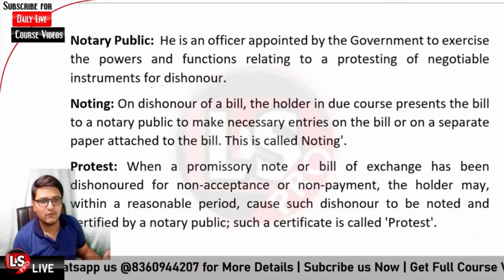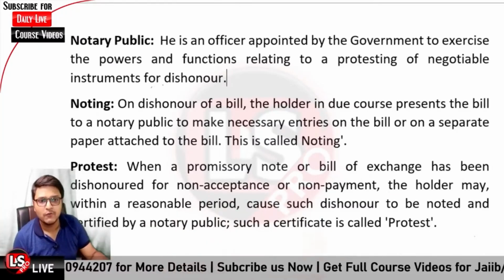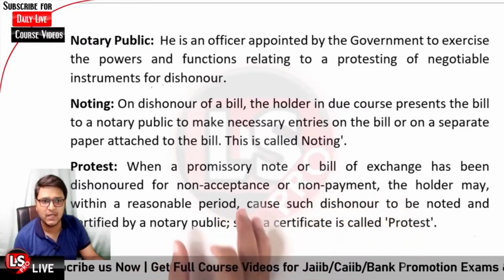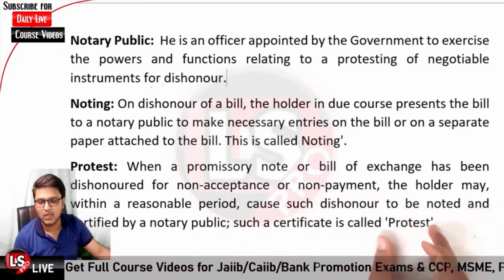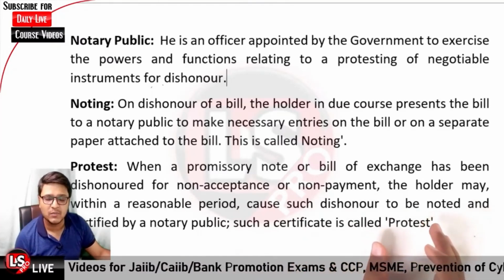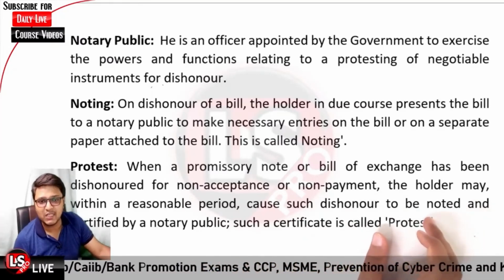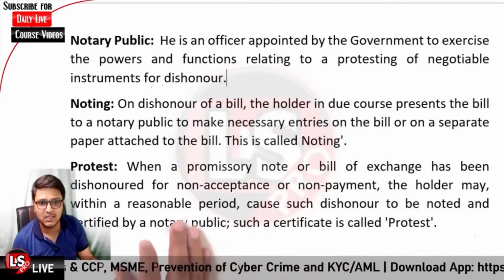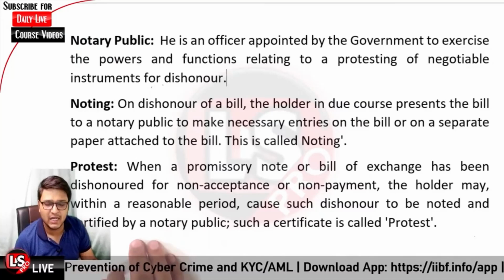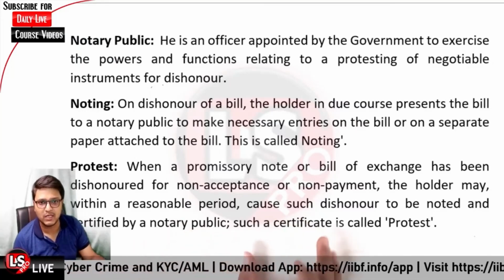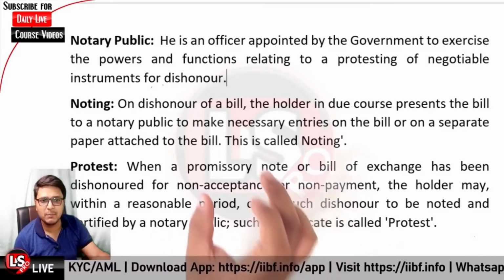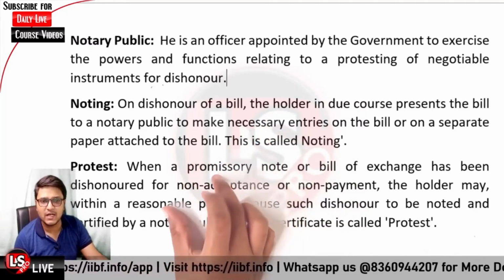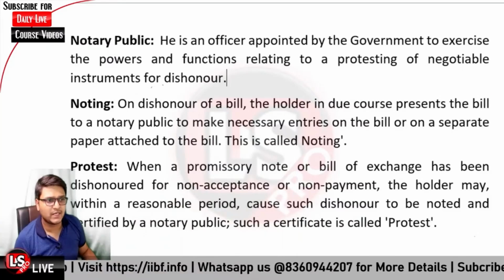So it is said over here, when a bill of exchange or promissory note has been dishonored for non-acceptance or non-payment, the holder may within a reasonable period cause such dishonor to be noted. After the bill of exchange or promissory note is dishonored, the same fact is to be noted down by the notary public in some reasonable period, and when it is certified by the notary public, the certificate issued is said to be the protest. Okay. So when it is simply noted down in the register, it is said noting, and when a certificate is issued in that regard, that is said to be the protest. Okay. So that is regarding it.